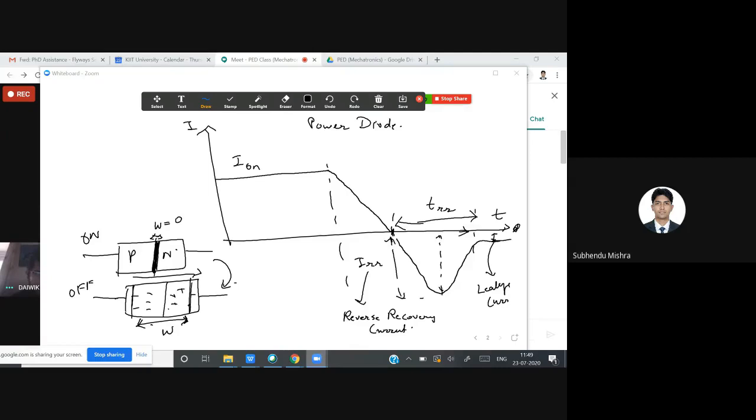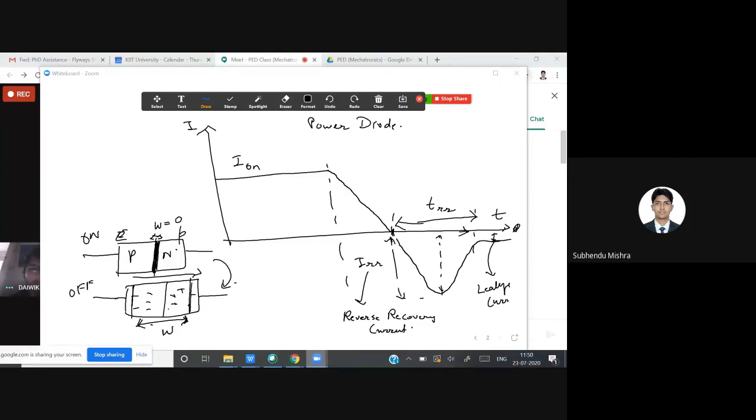While this depletion region is forming, the minority carriers recombine with the opposite charge. The minority carriers in the P side are the electrons, and the minority carriers in the N side are the holes. These minority carriers recombine with the opposite charge and neutralize each other. Because of that, we see this kind of reverse recovery.